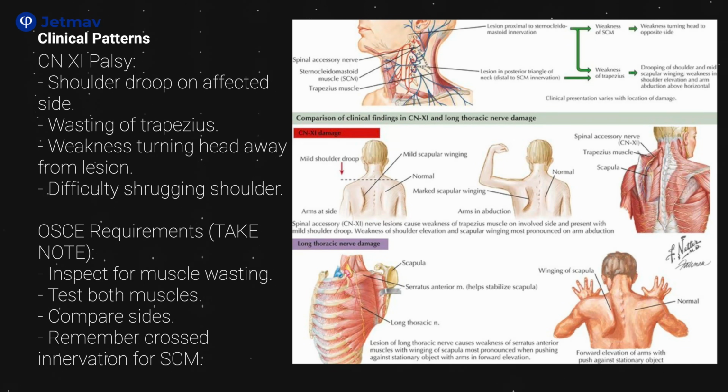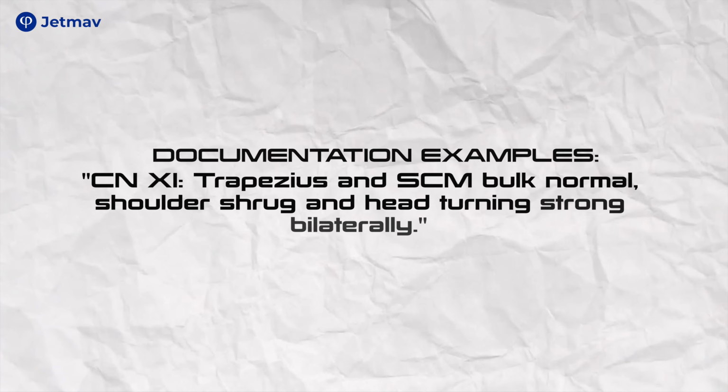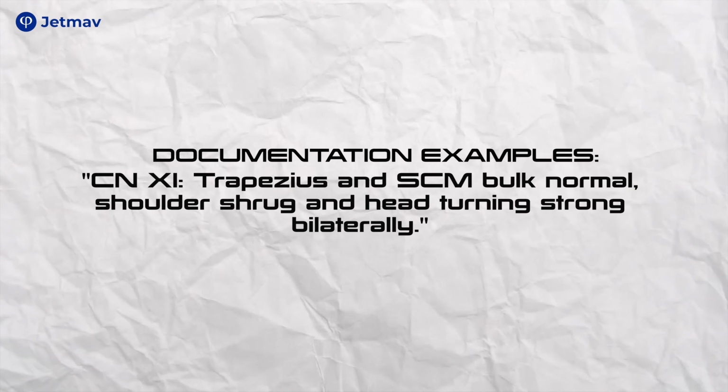The important thing to note is that if there is a cranial nerve 11 palsy, the shoulder will droop on the affected side, there will be wasting of the trapezius, there will be weakness in turning the head away from the lesion, and there will be difficulty shrugging the shoulder. These are things you must note. When you're done, you can report it this way: on examination of cranial nerve 11, the trapezius and sternocleidomastoid muscle bulk are normal.